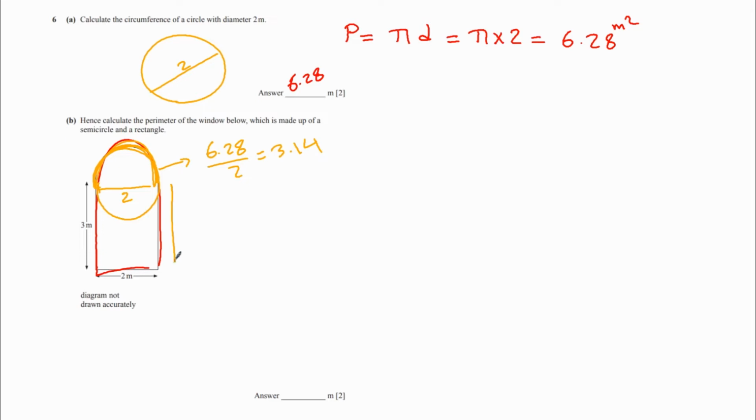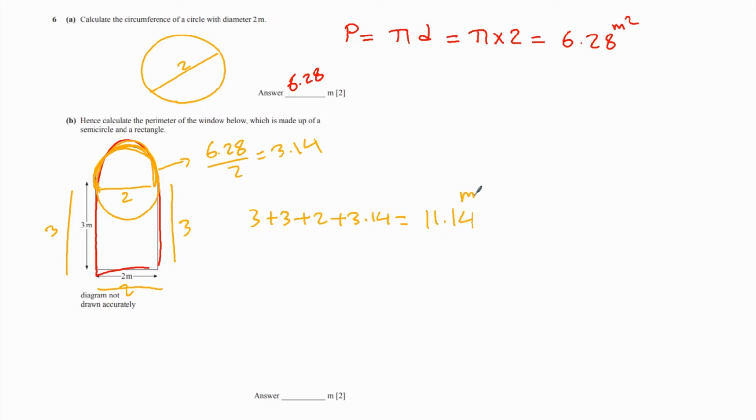Now, the other parts are this section, this line, and this line. So we have 3 and 3 and 2. All we need to do is 3 plus 3 plus 2 plus 3.14, which is 3 and 3 is 6, and 2 is 8, so that would be 11.14, and this would be meters.